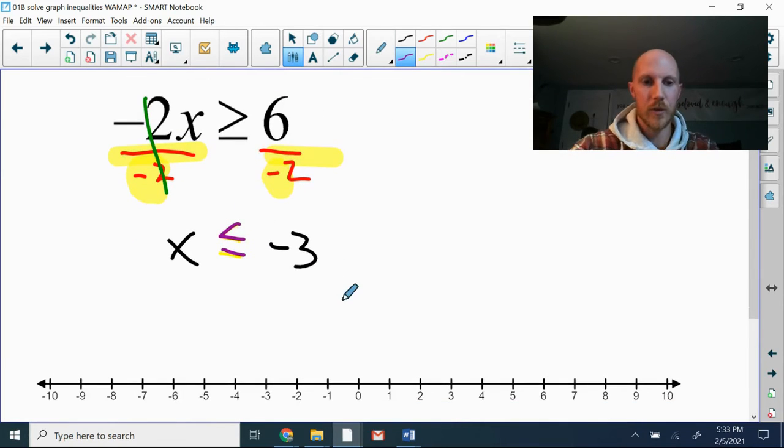And when I graph this, I'm going to put a closed dot on the -3. And since x is less than, I'm going to shade towards the left.